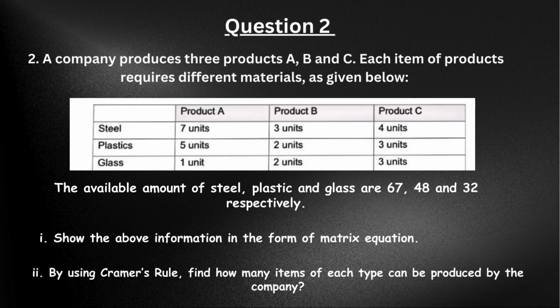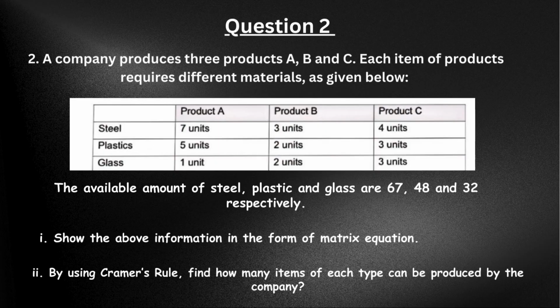Question 2. A company produces 3 products A, B and C. Each item of product requires different materials as given below. Product A for steel is 7 units. Product B for steel is 3 units. Product C for steel is 4 units.